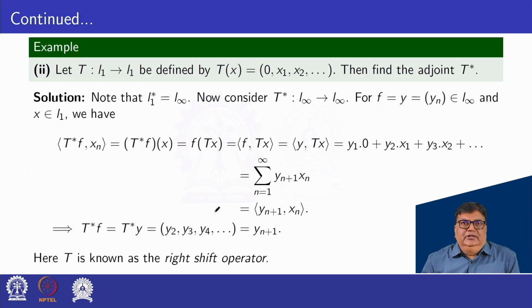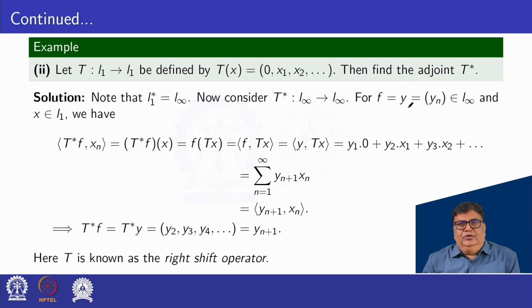Okay. Similarly, next example, let T from L1 to L1 be defined by Tx equal to (0, x1, x2, and so on). Then find the adjoint T star. Here the mapping T is from L1 to L1, and the dual of L1 is L infinity. Then the mapping T star from L infinity to L infinity, dual of L1 to dual of L1, that is T star such that L infinity to L infinity.